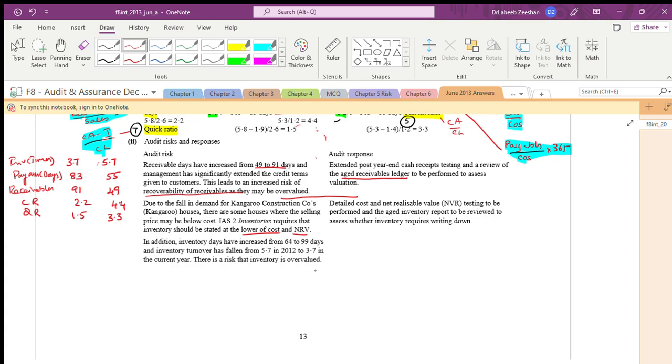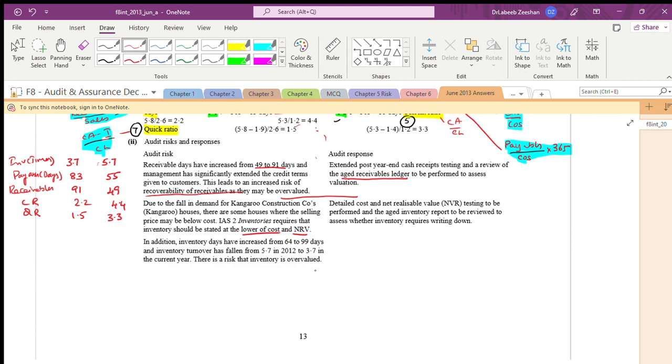Due to fall in demand, Kangaroo, what they have done, we have to write that. Due to fall in demand, they have some houses which are selling below the cost. The rule we have to apply: IAS 2 says that it should be stated at lower of cost or net realizable value. Okay, that is the first risk.